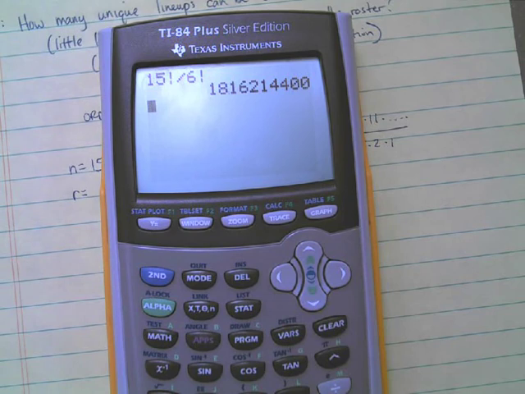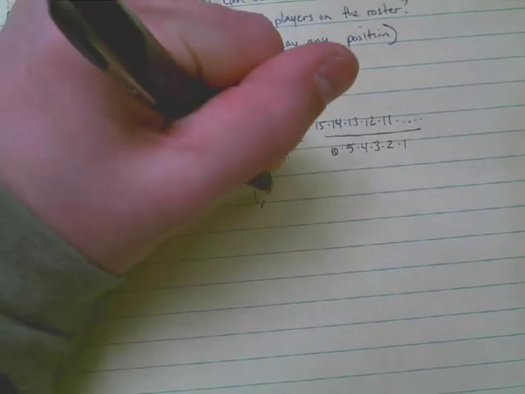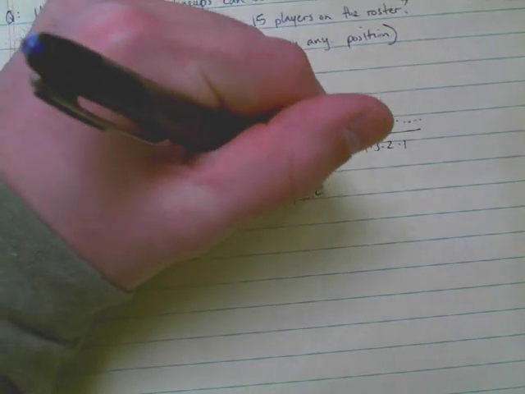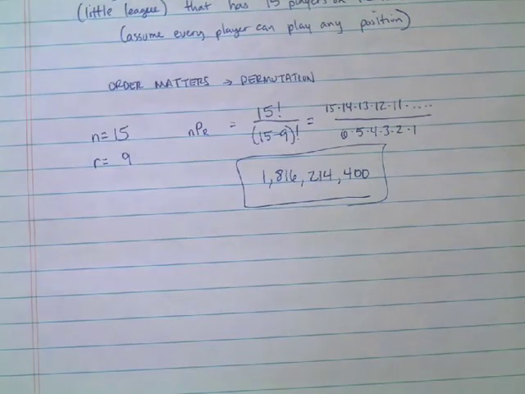In fact, let's see, that is 1,816,214,400. Wow, can't even read my numbers. 1,816,214,400 ways that I could rearrange those 15 kids into unique lineups.